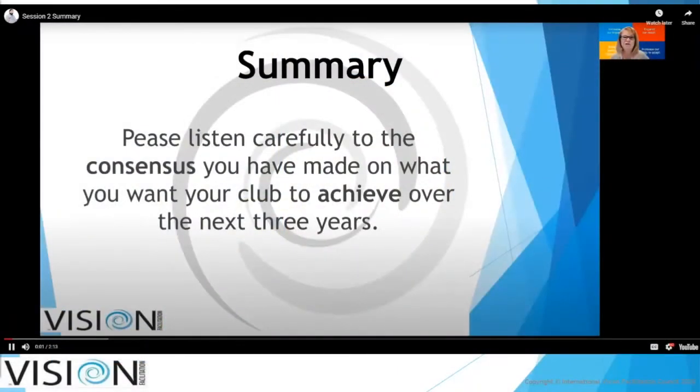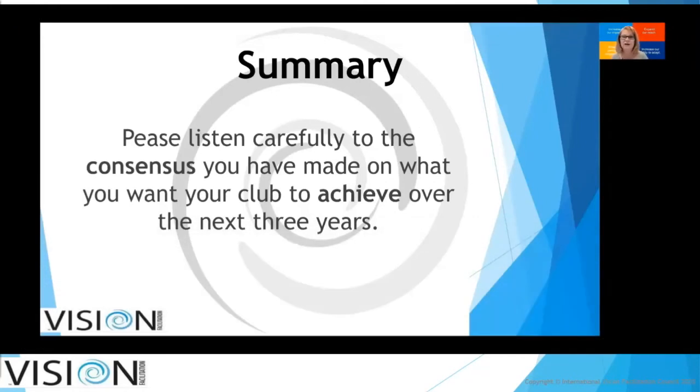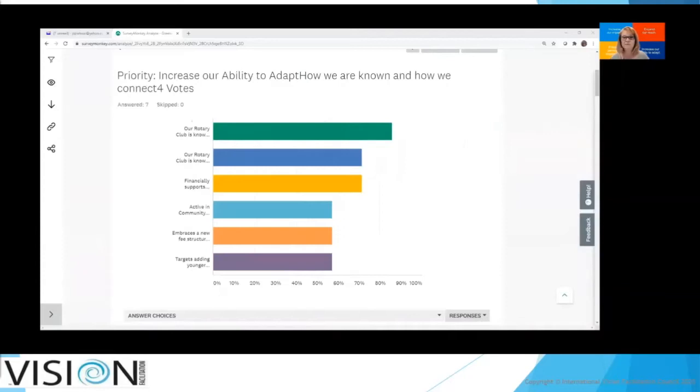Because what I want you to do now is just listen very, very carefully to the consensus that you've made so far on what you want your club to achieve over the next 3 years. And while I'm sharing this, we will be referencing the results of your second round of voting. In the year 2023, the Rotary Club of Greenwood White River has increased your ability to adapt by being an intergenerational mix of young and seasoned members benefiting your community.